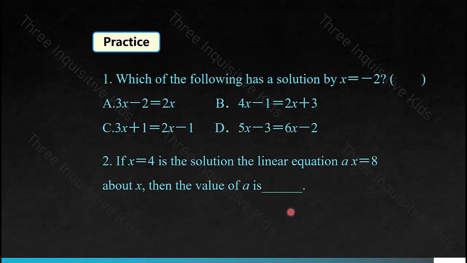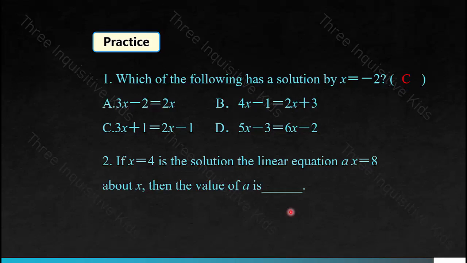Practice. 1. Which of the following has the solution of x is equal to negative 2? And 2. If x is equal to 4 is the solution to the linear equation ax is equal to 8 about x, then the value of a is blank. Pause the video to find your own answers.